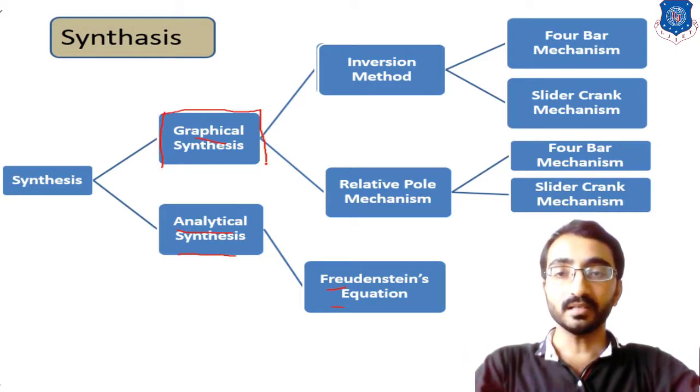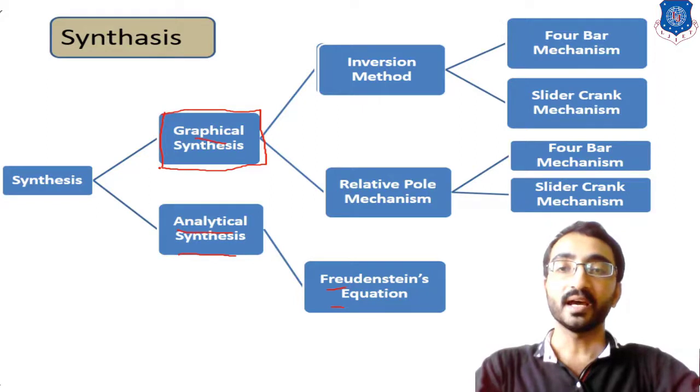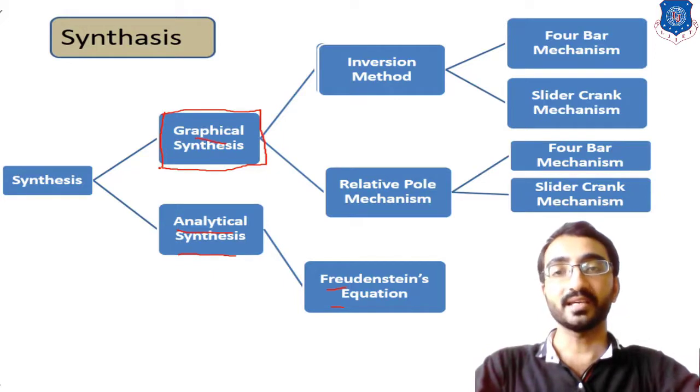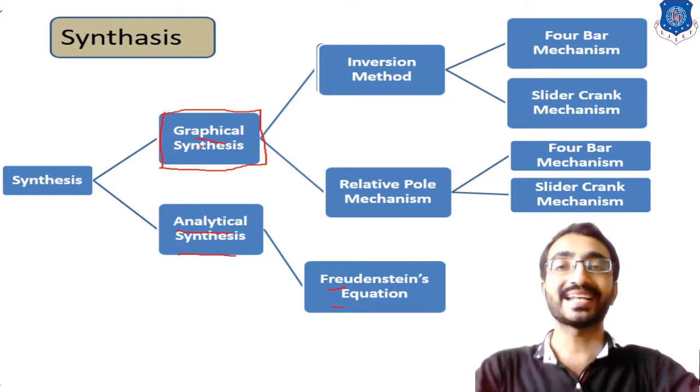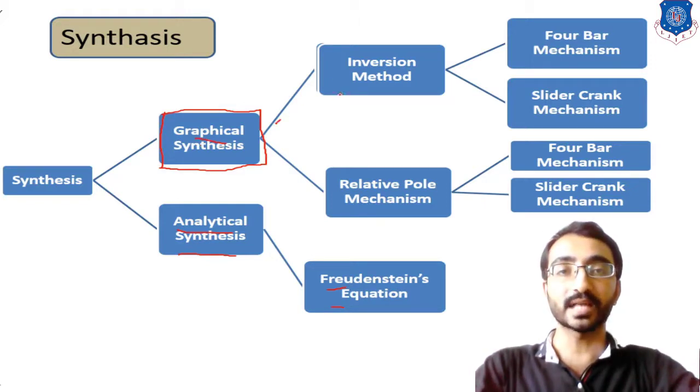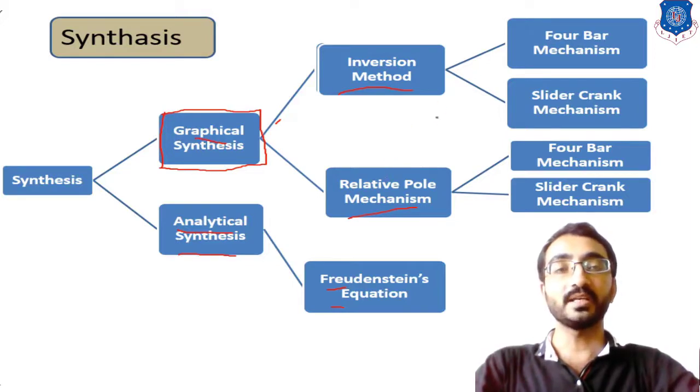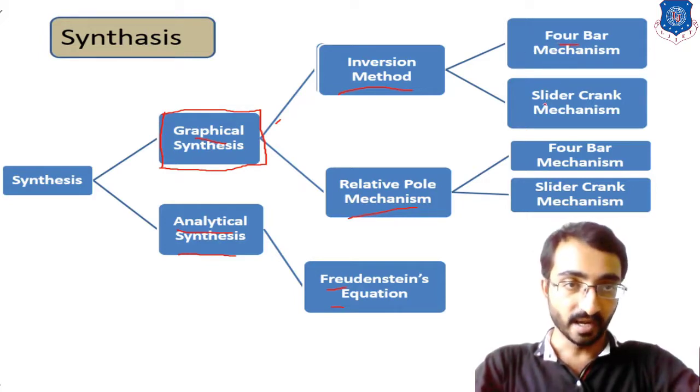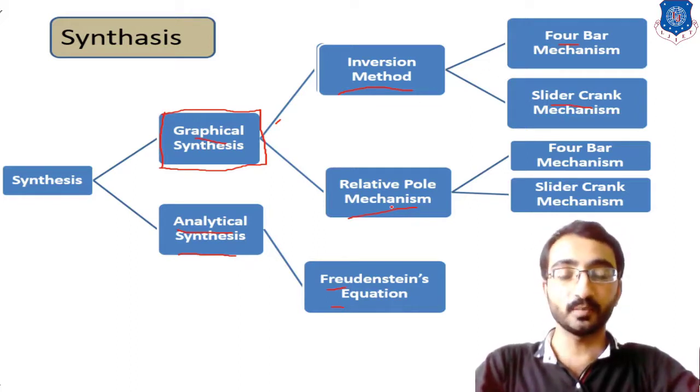The analytical method sometimes consumes more time and it is quite complicated to solve the numericals. In that case we can prefer the graphical method to design a mechanism. Graphical synthesis is divided into mainly two types: the inversion method and the relative pole method. With the help of these, we mainly synthesize two types of mechanisms, the 4-bar mechanism and the slider crank mechanism.